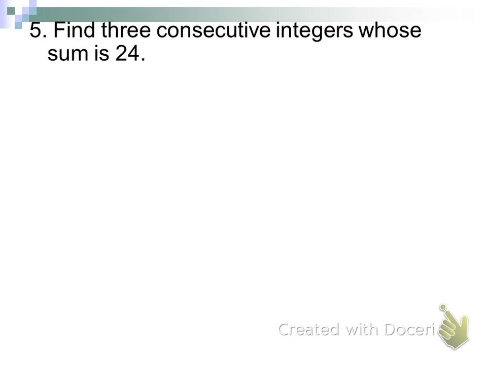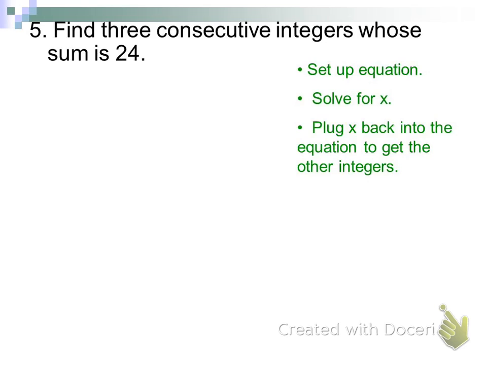All right, so here's number 5. It's going along with that idea of consecutive integers. It says find 3 consecutive integers whose sum is 24. So we are going to write an equation, then we're going to solve for x, and then we're going to plug it back into the equation to get the other integers. That's sort of the plan of attack over on the right.